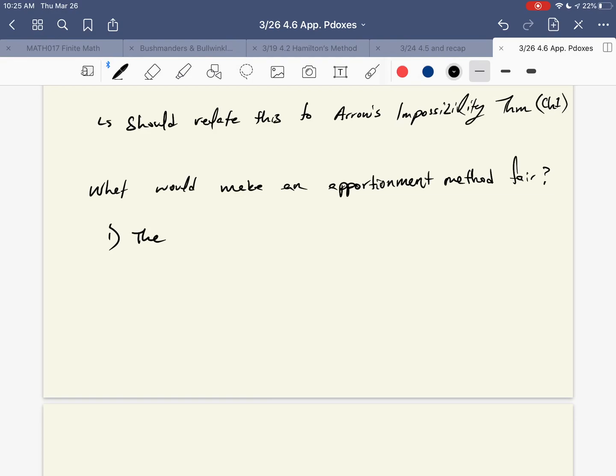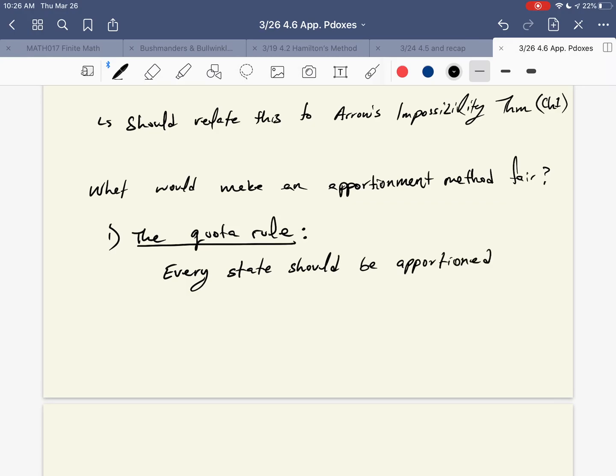The quota rule. And what does this say? The quota rule states that every state should receive, or should be apportioned, either its lower quota or upper quota. This isn't to say that every state should receive its lower quota or every state should receive its upper quota in a method. It's just saying one or the other. I'll give you a little example.